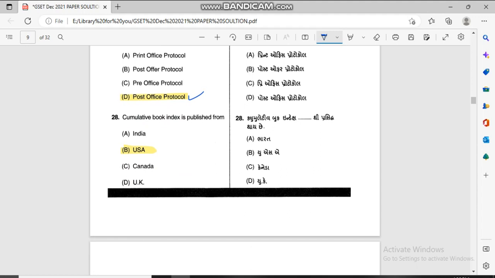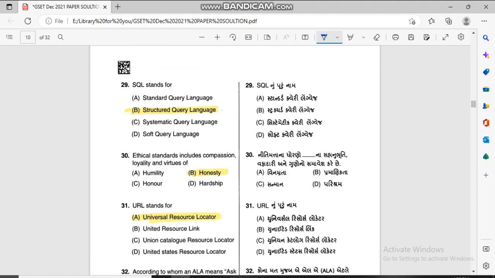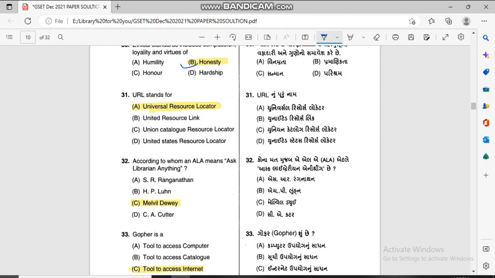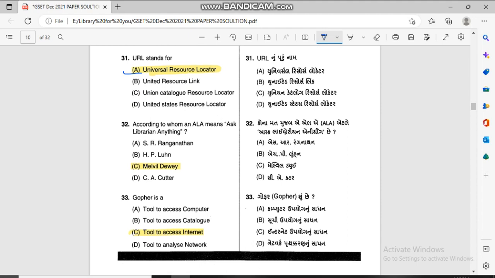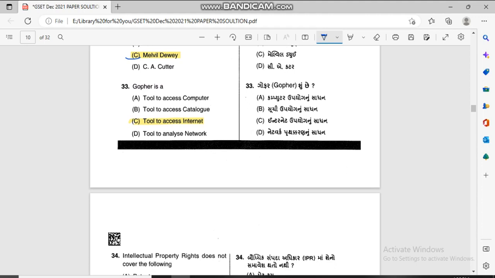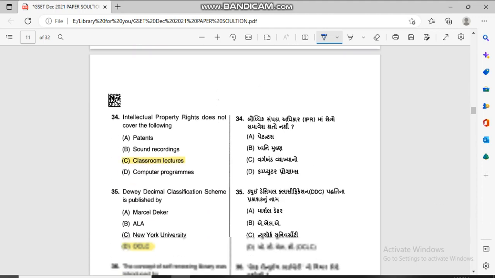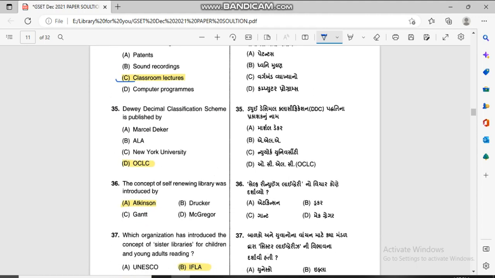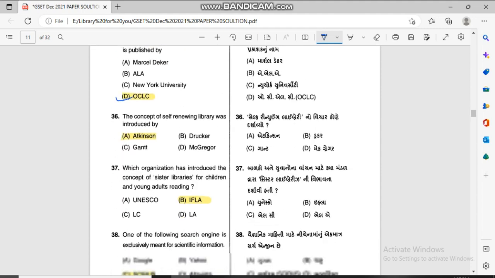Cumulative Book Index is published from the USA. SQL stands for Structured Query Language. Ethical standards include compassion, loyalty and the virtue of honesty. URL stands for Uniform Resource Locator. According to whom does ALA mean Ask a Librarian Anything? Melvil Dewey. Gopher is a tool to access the internet. Intellectual property right does not cover the following: the classroom lecture. Dewey Decimal Classification scheme is published by OCLC.